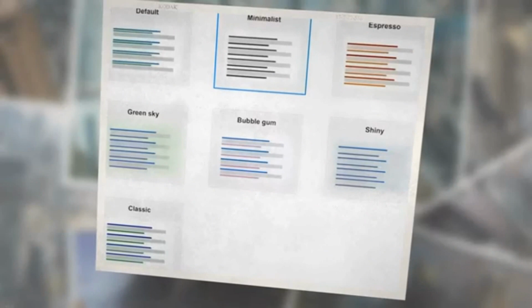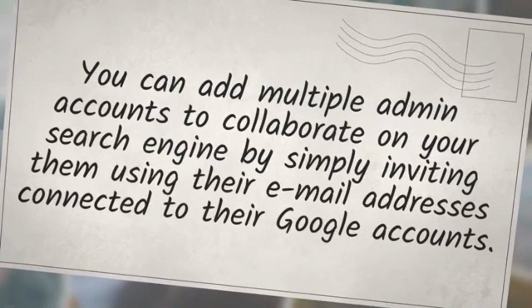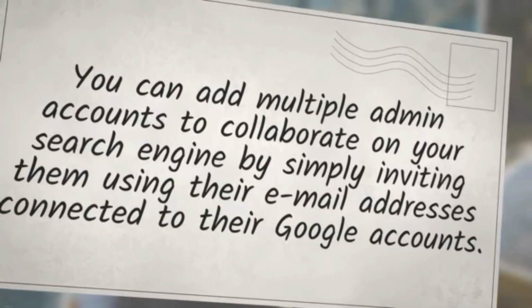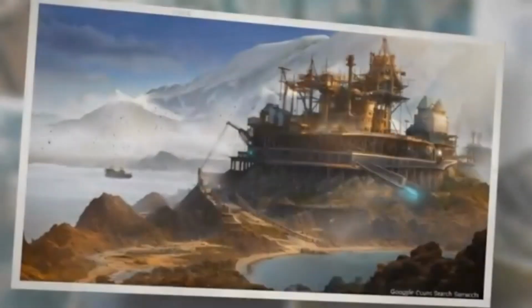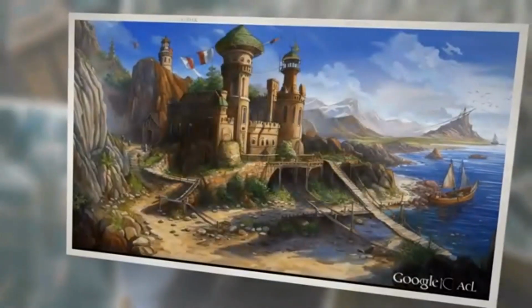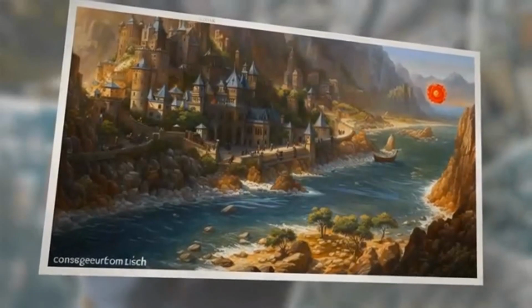Multiple admins. You can add multiple admin accounts to collaborate on your search engine by simply inviting them using their email addresses connected to their Google accounts. A maximum of 200 admins can be added for the management of a search engine who would be able to view and edit almost any data associated with the search engine, but they won't be able to perform the following tasks: delete the search engine, add or remove admins, access the annotation upload/download option, access the Ads tab.